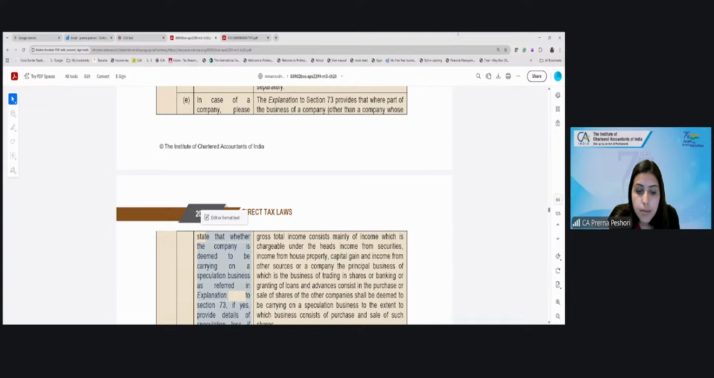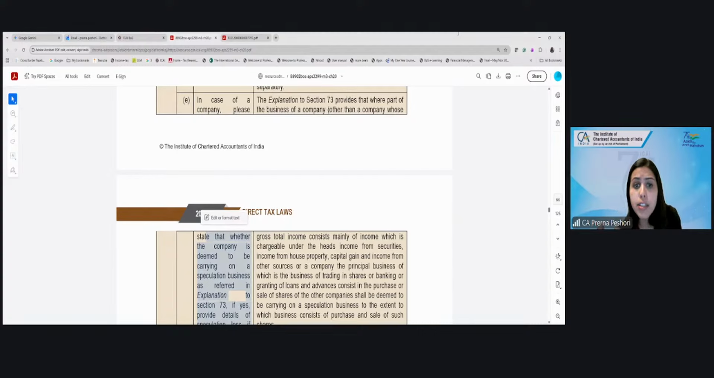Yes, students, faster. Which company is deemed to carry out the speculation business? So the explanation to 73 provides that where the business of the company consists of purchase and sale of the shares of other companies, it shall be deemed to be carrying out the speculation business.